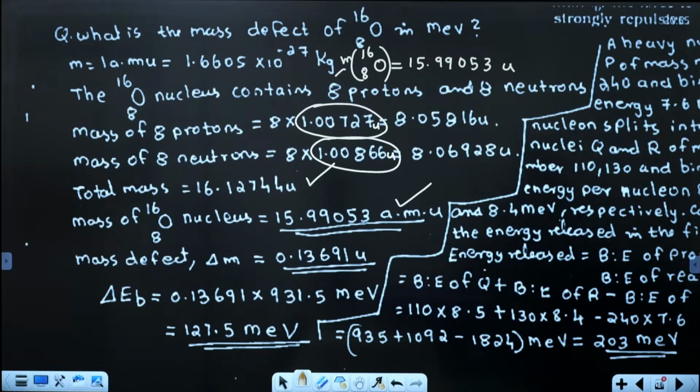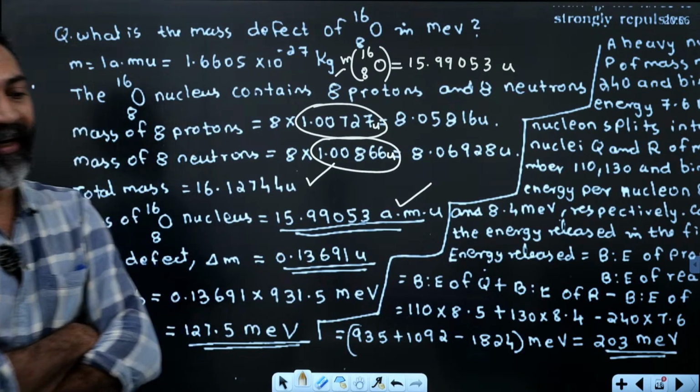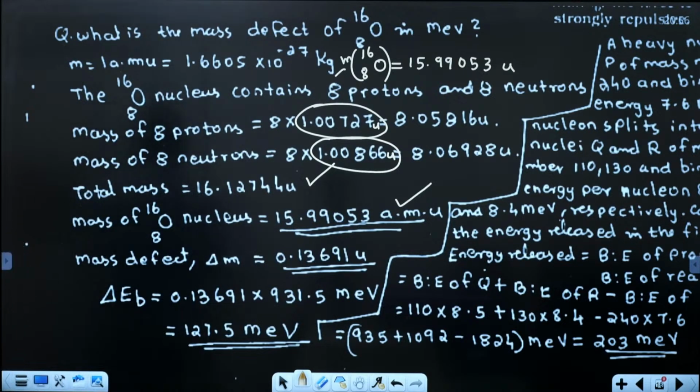How did we do it? Mass of 8. So first of all we found out how many protons are there, how many neutrons are there. Then we found the mass of protons, then the mass of neutrons, then we found the total expected mass. Then in the question the actual mass is given. Then we found the mass defect. Then we found the binding energy corresponding to the mass defect.